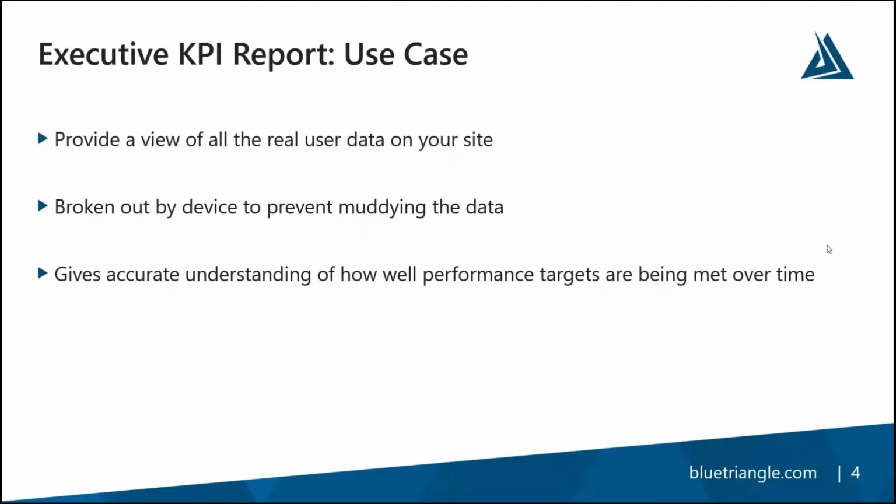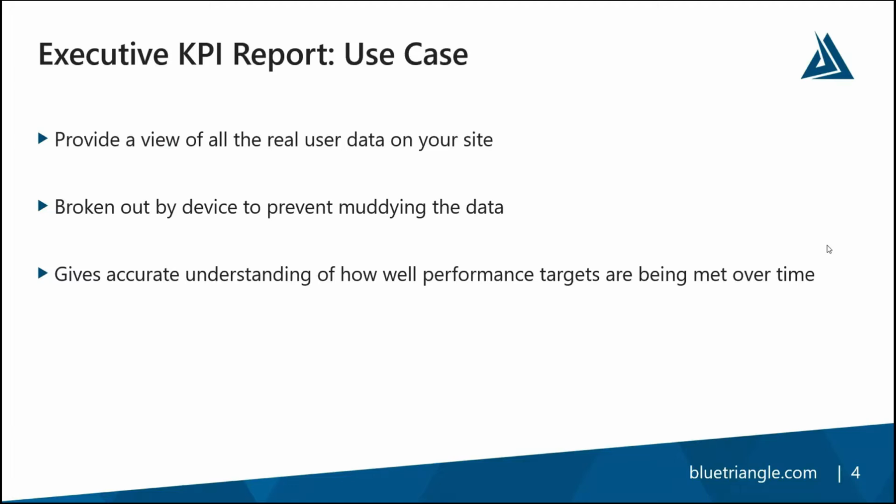It's broken out by device type to prevent muddying the data, a lot like pretty much any other place on our portal. And that's because there's such a discrepancy between user experience on a mobile device versus a desktop device. Google does the same thing. We do the same thing in our revenue opportunity reports. So breaking out by device is always a good idea, just because the user experience can differ so vastly.